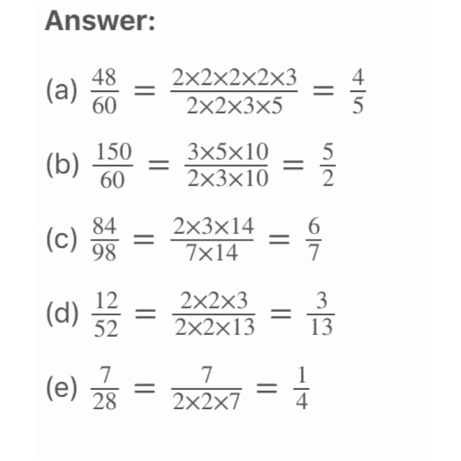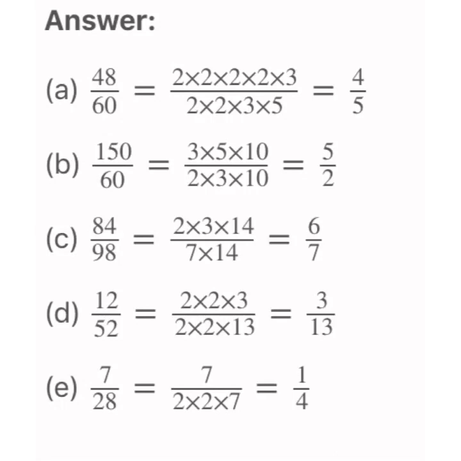Next is 12 upon 52. Now children, the HCF of 12 and 52 is 4. So 4 threes are 12 and 4 thirteens are 52. And by prime factorization method, the prime factors of 12 are 2 multiplied by 2 multiplied by 3 and prime factors of 52 are 2 multiplied by 2 multiplied by 13. So 2 and 2 will be cancelled and 3 by 13 is the reduced form of 12 upon 52.